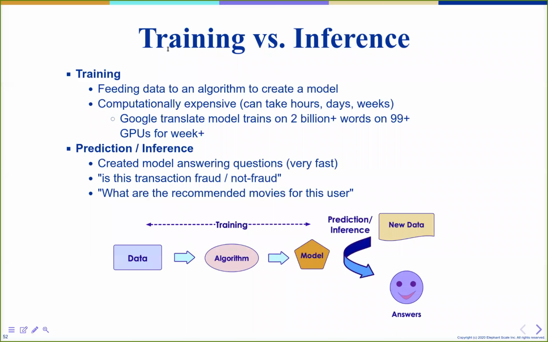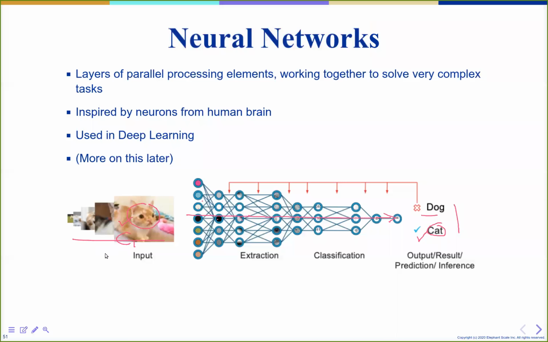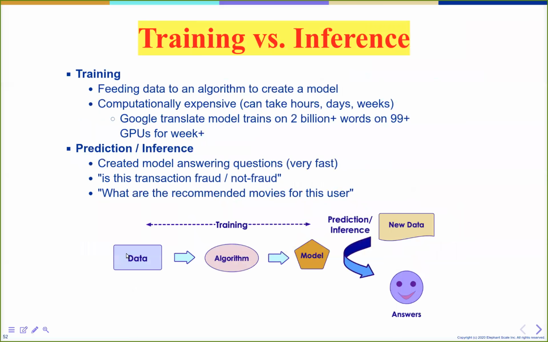All right, guys, let's talk about training versus inference. So what is training? Training is what I just mentioned. Remember, I'm sending a picture through the network and the network is adjusting the weights and all that. This whole thing is training. So I start with the data, I show the data to the algorithm, and the data plus the algorithm gives me a model. This whole process is called training.